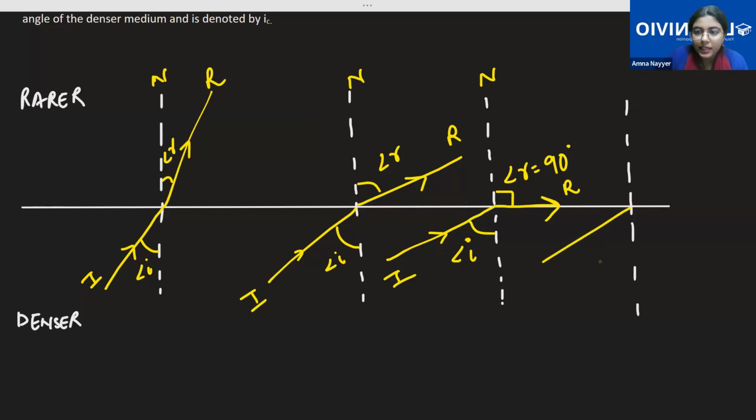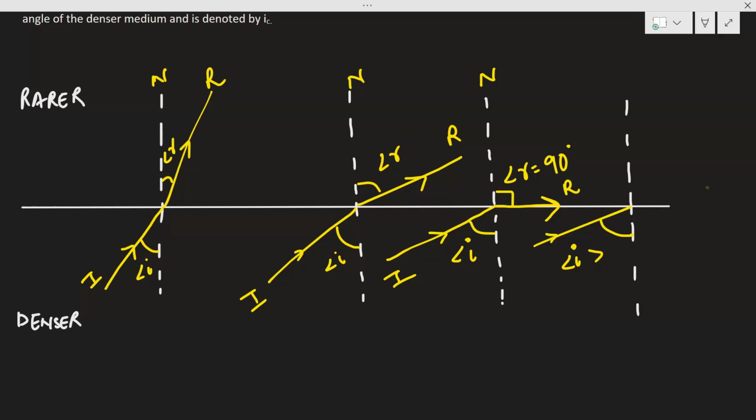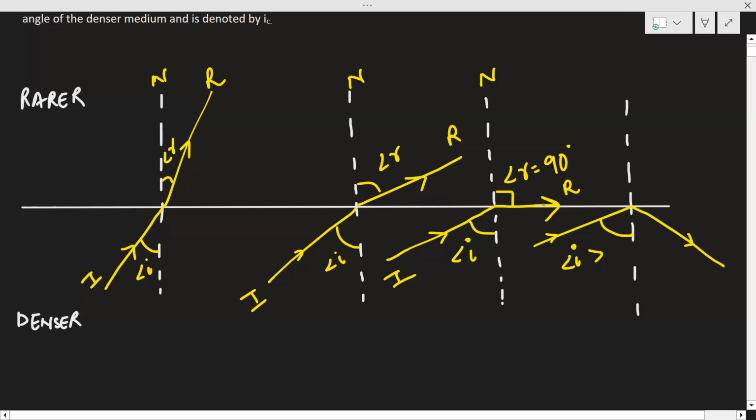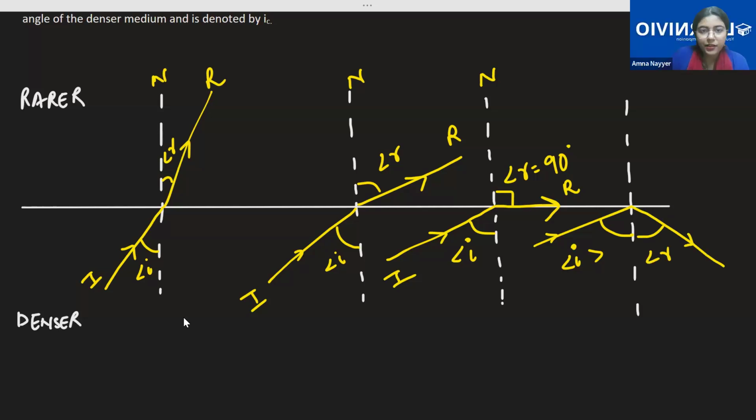If the angle of incidence is greater than this, the light ray, because it has already become 90 degrees, will be reflected within the surface. Now see what all things we have over here.